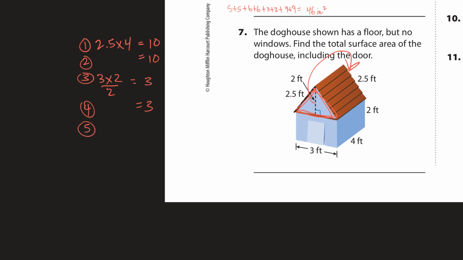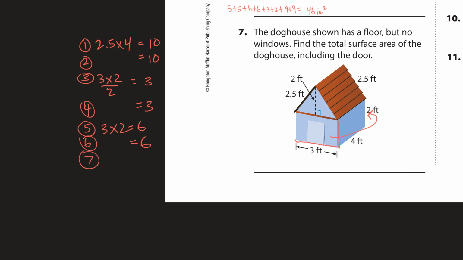5. Let's start going to the bottom. And on the bottom, we have 3 times 2, which is 6. And there's the backside too. The backside is going to be the same. So that's equal to 6.